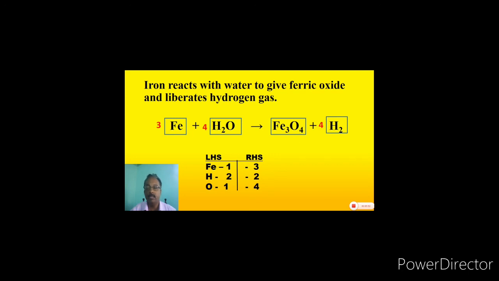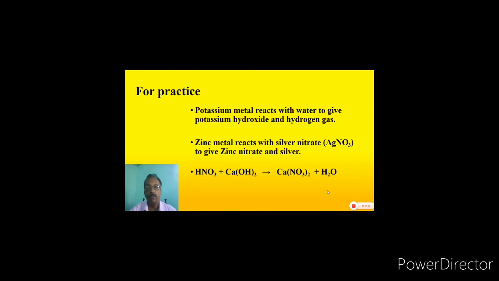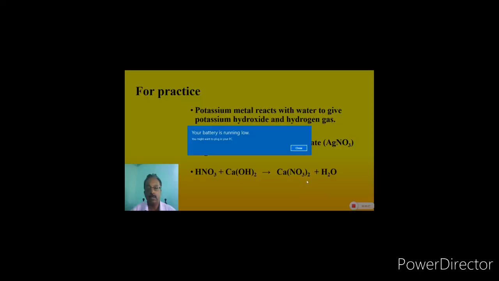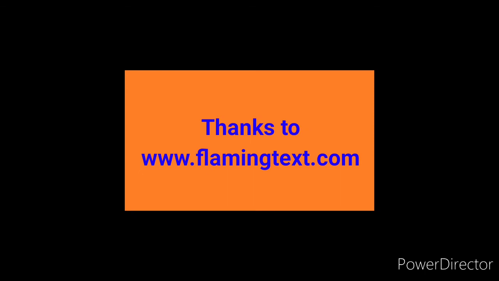So students, you can now note down some equations for practice. First, potassium metal reacts with water to give potassium hydroxide and hydrogen gas. Second reaction, zinc metal reacts with silver nitrate to give zinc nitrate and silver. So here, this is already the equation. Note down these equations and try to balance them.